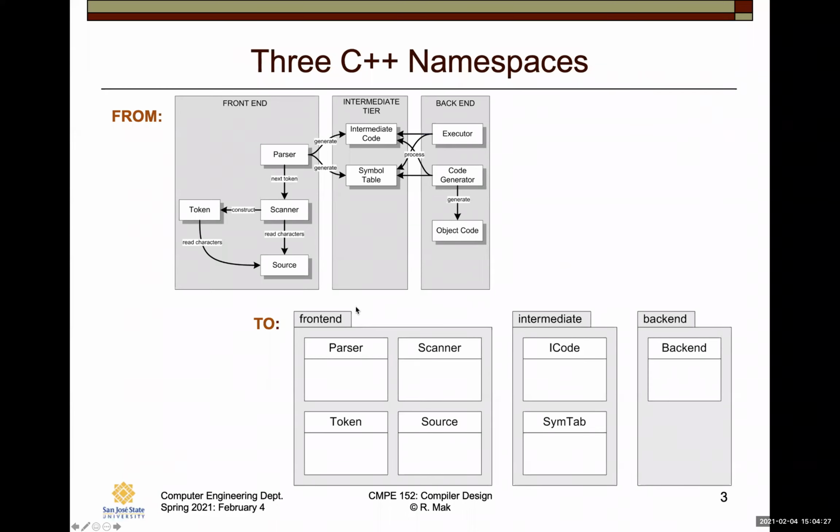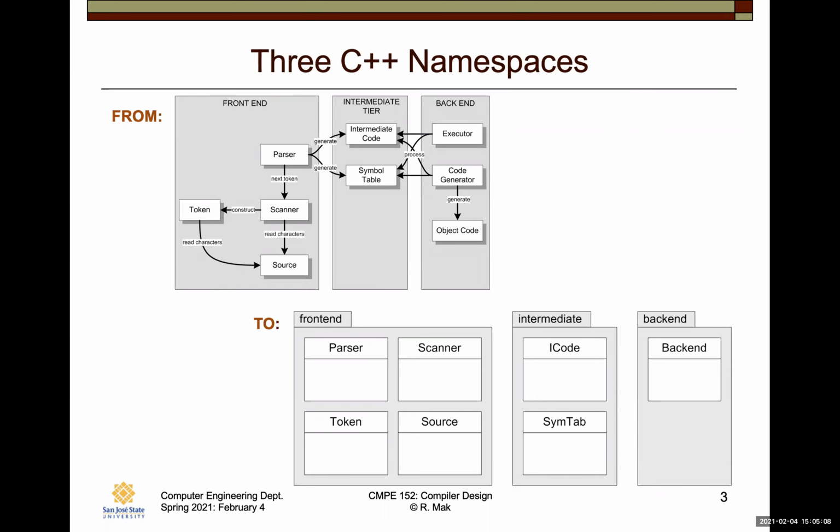And then, of course, we're going to write all this in our implementation language. For this class, that implementation language is C++. And so I said that we're going to take these tiers and make them into namespaces. So we have a front-end namespace, an intermediate namespace, and a back-end namespace. Each of the namespaces will contain the various classes: the parser class, scanner class, ICode, SymTab, backend, and so forth. Now the backend class is really a super class. There'll be an executor subclass and a code generator subclass, and so forth.